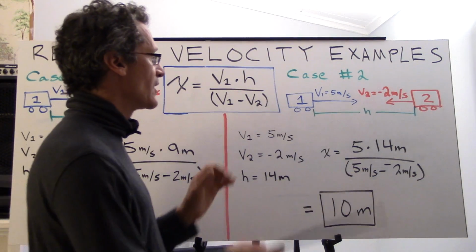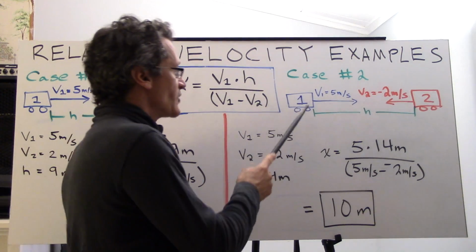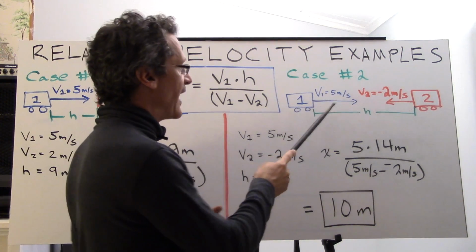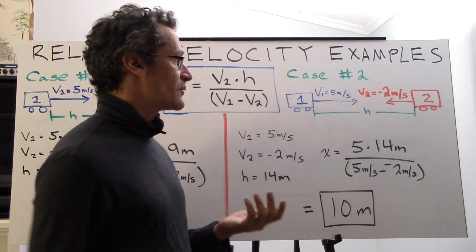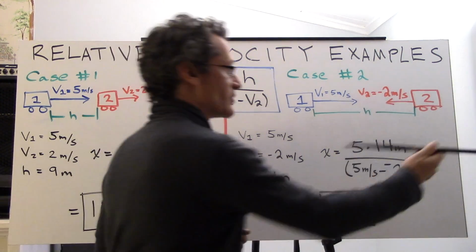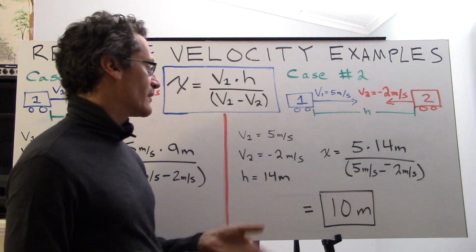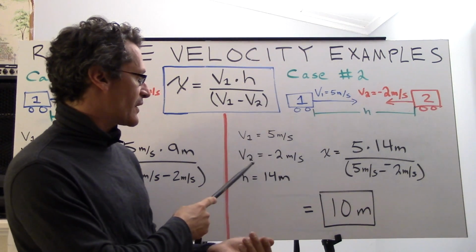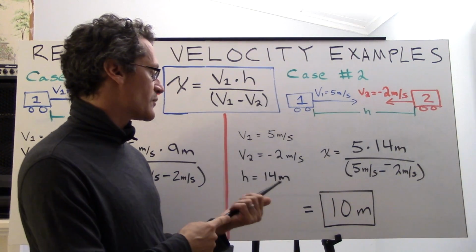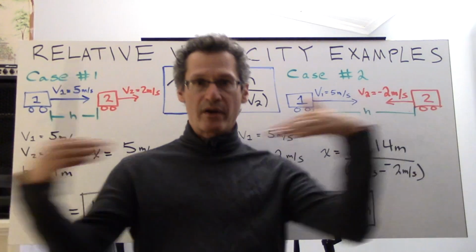What we've got is 2 cars colliding with each other. This is a smash 'em up derby. So V1 is 5 meters per second, still the same, but now V2 is 2 meters per second, but it's going in the negative direction. It's going to the left, okay? And they're separated by a distance h. And so what I created over here was V1 is 5 meters per second, V2 is negative 2 meters per second, h was 14 meters. The separation is 14 meters. Where are they going to meet?